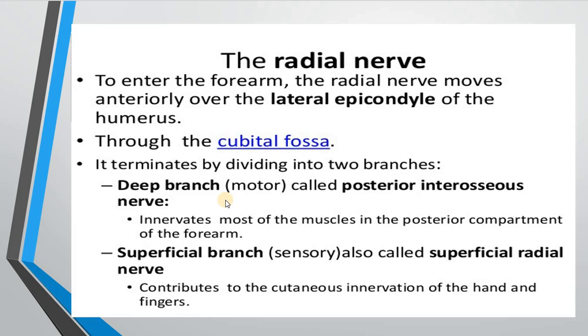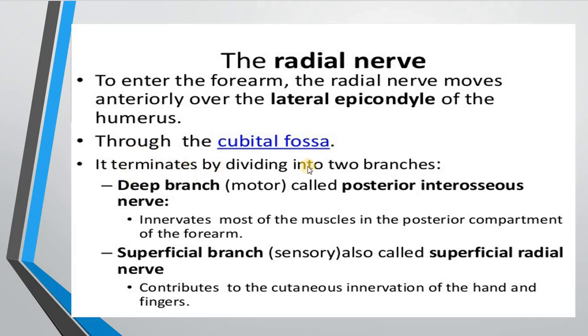Now it enters the forearm. The radial nerve moves anteriorly over the lateral epicondyle, whereas the ulnar nerve moves posteriorly. Ulnar nerve is at the medial epicondyle, radial nerve is at the lateral epicondyle. Through the cubital fossa.